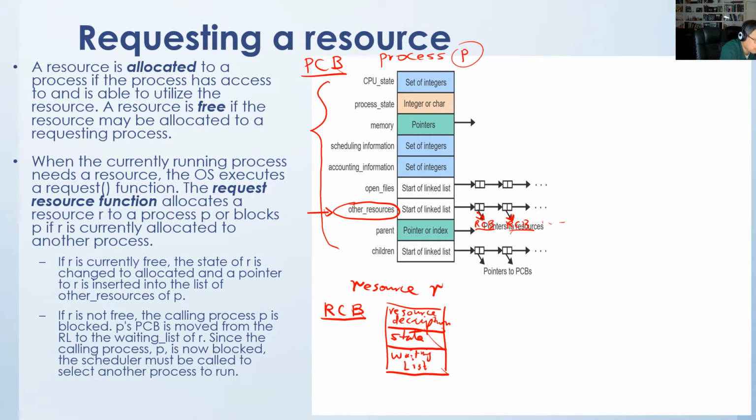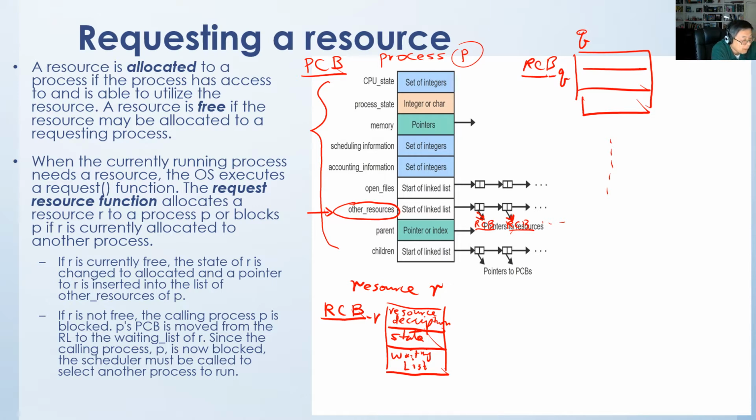Now, you may have some other resource, let's say resource Q, and there's an RCB for resource Q, and that's the RCB for resource R. And if you have more resources, then you're going to have more RCBs for the resources.